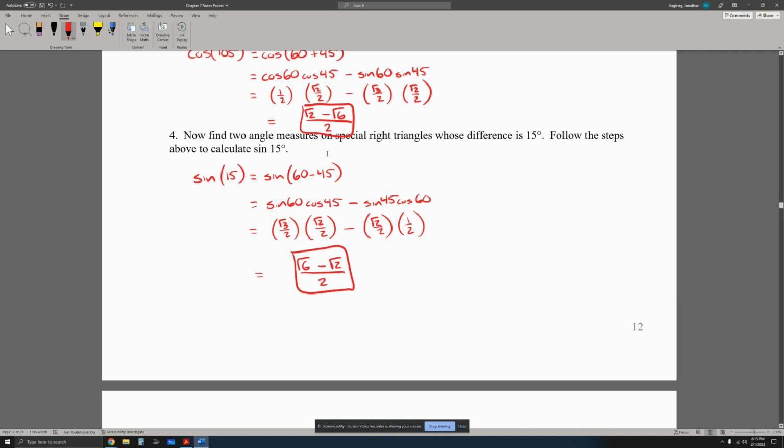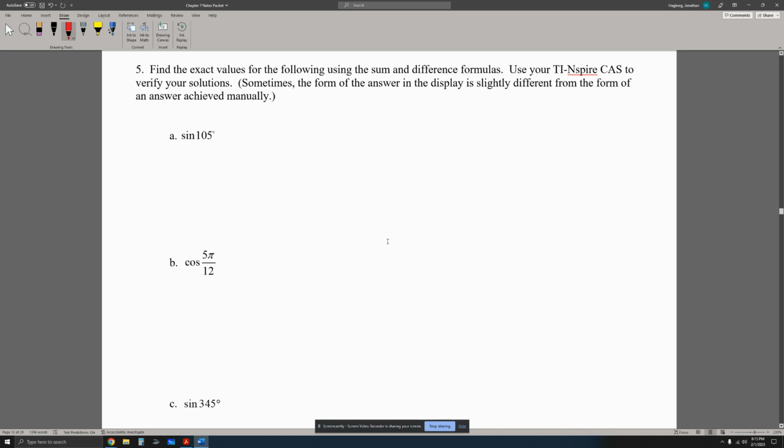All right, go ahead and flip the page. For number 5, we want to find the exact values for the following using the sum and difference formulas. Okay, so let's consider sine of 105. The sine of 105 is equal to the sine of 60 plus 45. So this is equal to the sine of 60 cosine of 45, and then plus the sine of 45 cosine of 60.